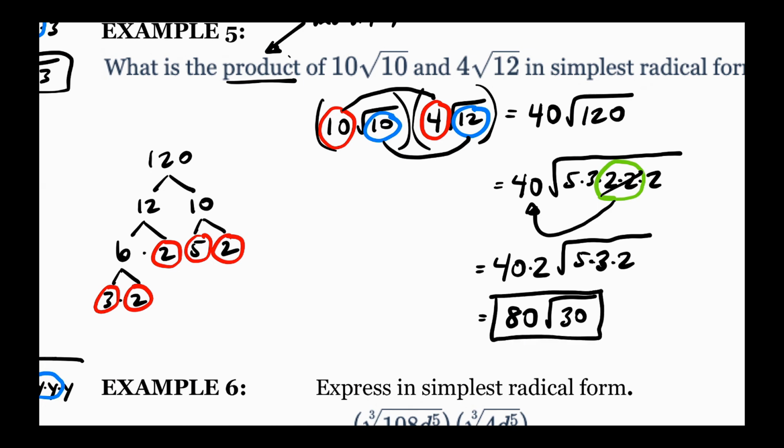As far as you can break it down. Nothing else. I couldn't break it down any further because there were no other pairs in there. I was looking for pairs, couldn't find them. All right. Okay, last two.